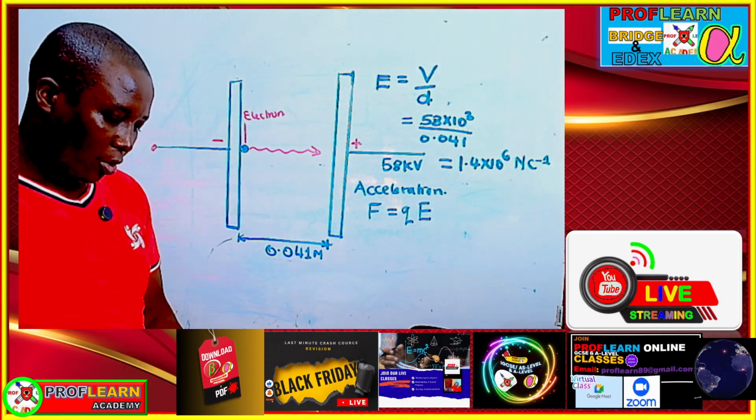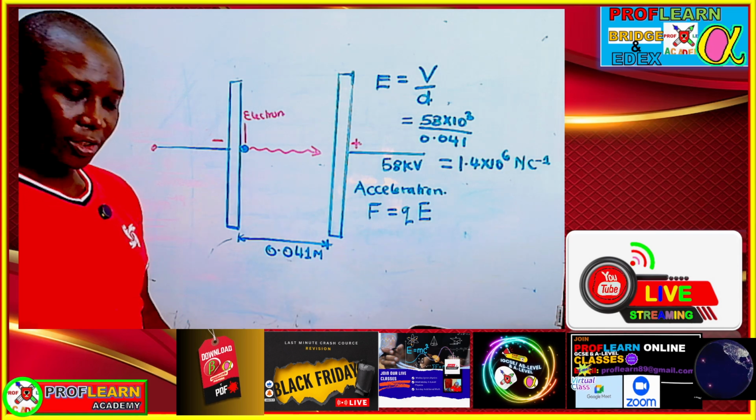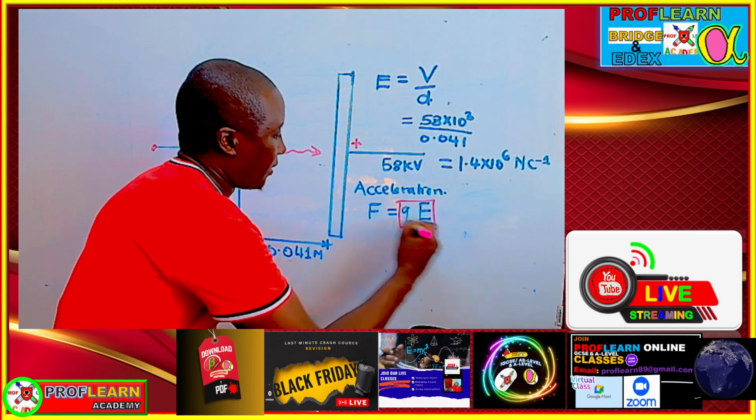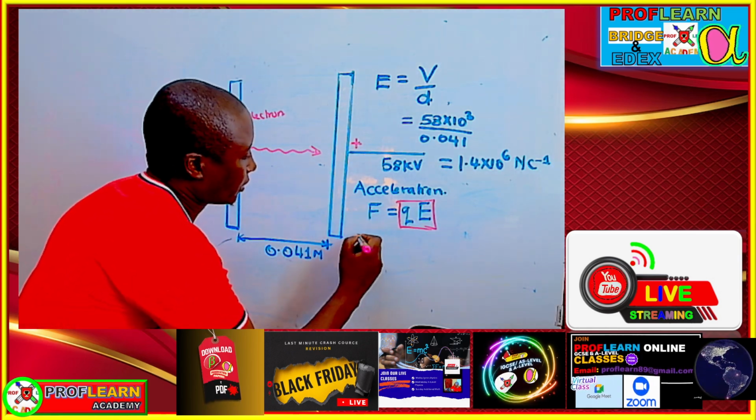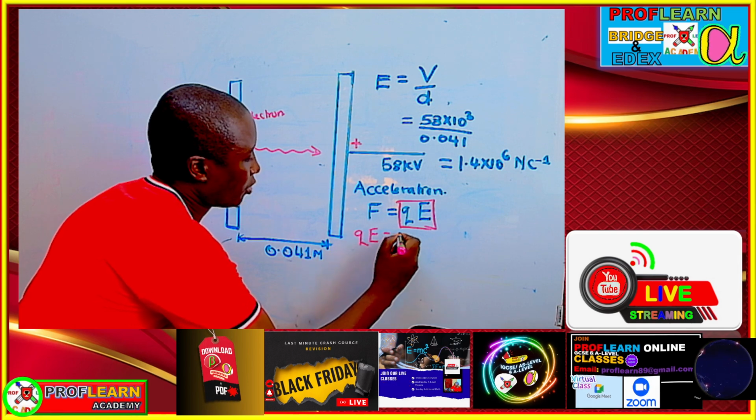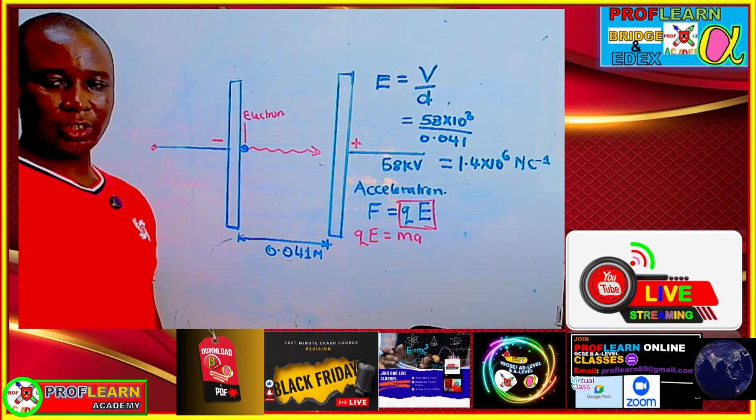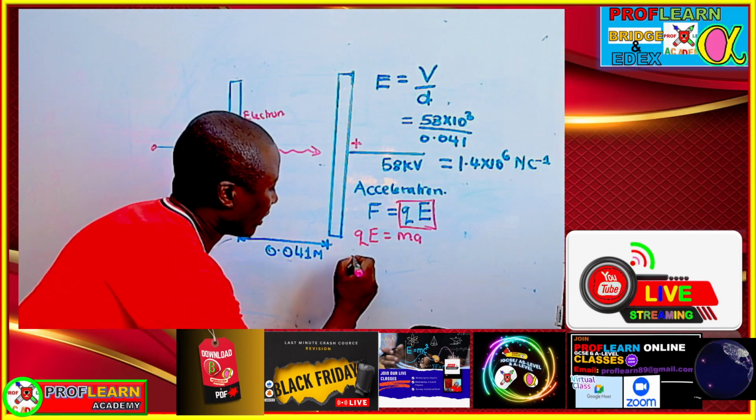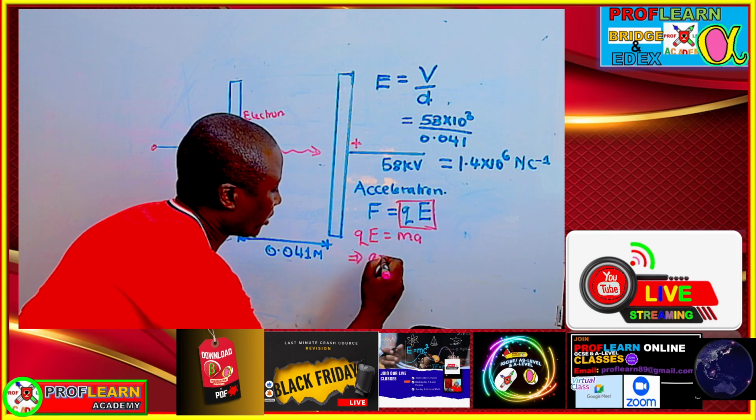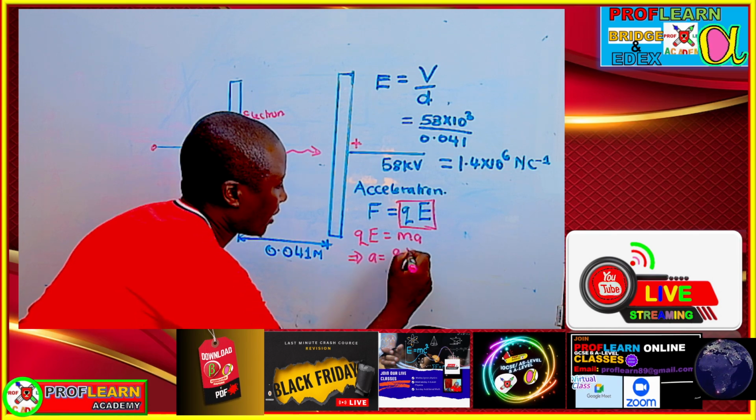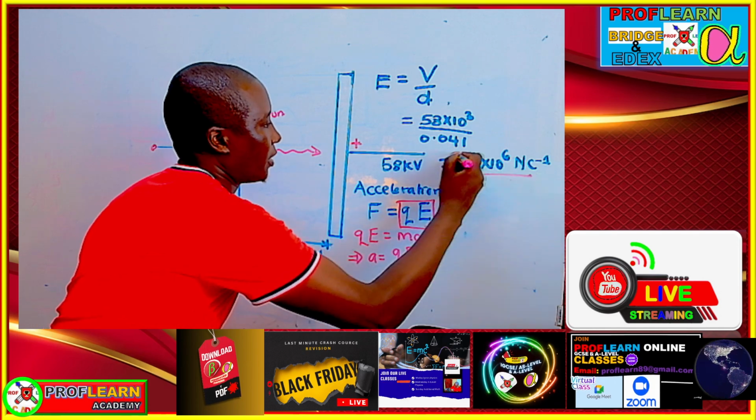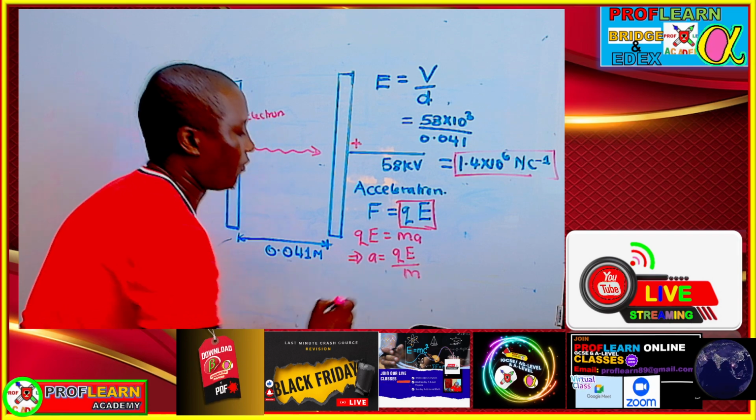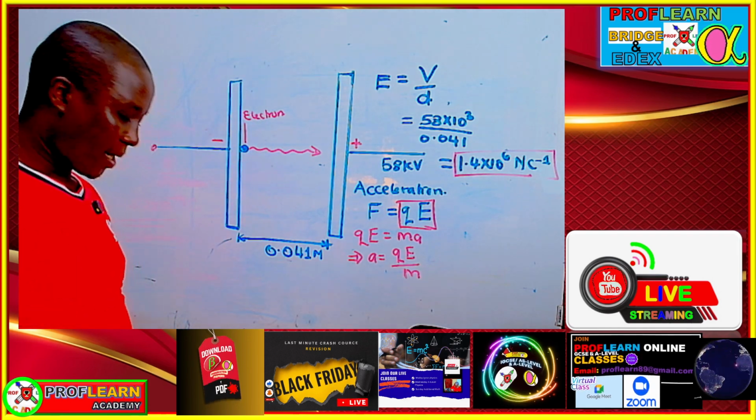In this case, we're going to focus on the magnitude. Force is given by this, but we know force, which is QE, is equal to the mass times acceleration, whereby here we're going to use the mass of the electron. Then this implies that our acceleration is equal to the charge of the electron times the electric field that we have gotten at this given point over the mass of this electron.